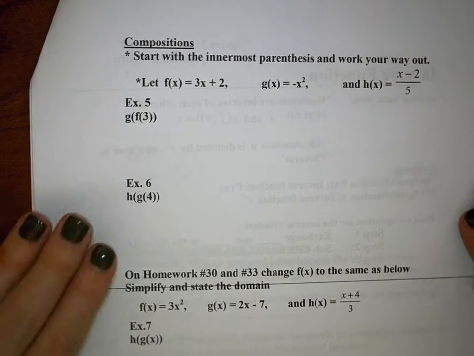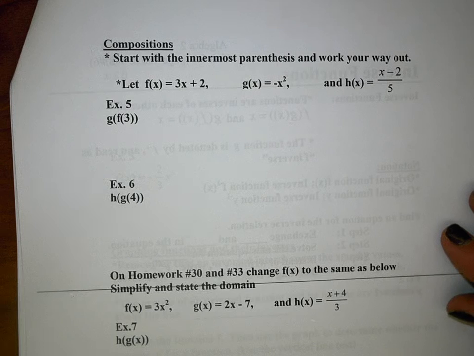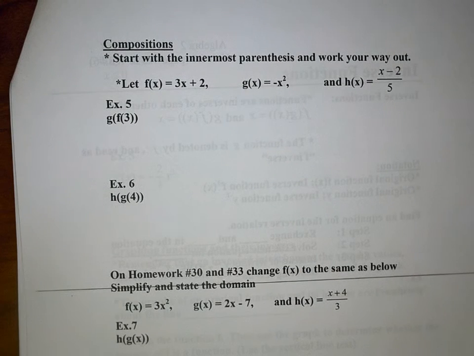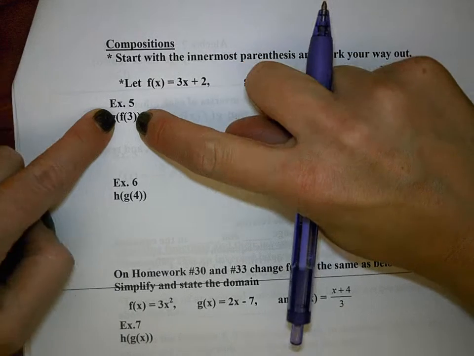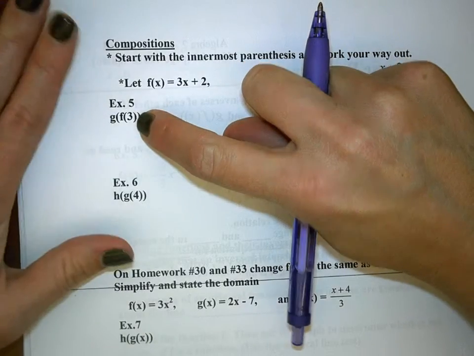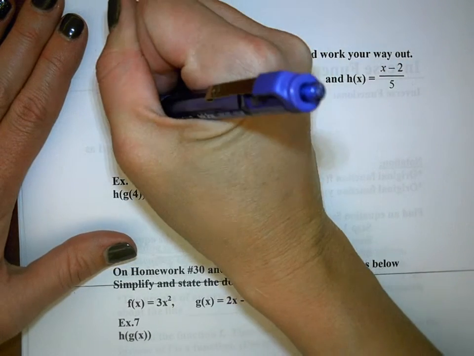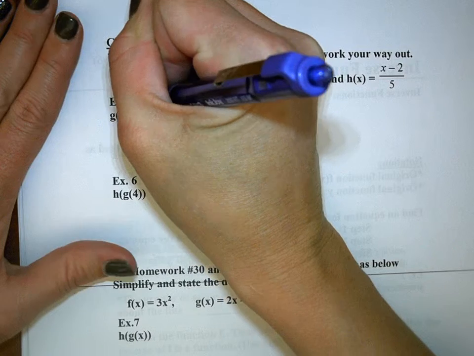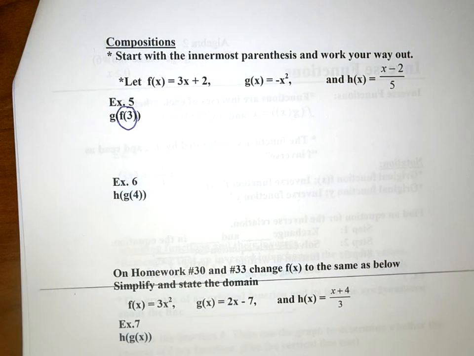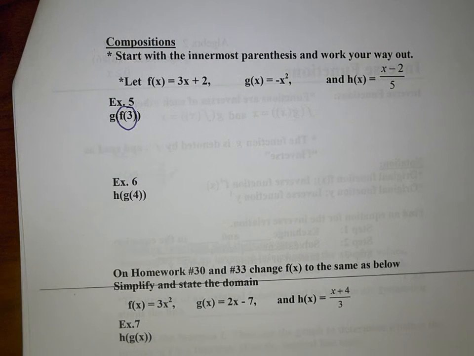So we have some compositions, okay? And what it states here is to start with the innermost parentheses and work your way out. So if you look here at innermost parentheses, we have f of 3. So this is where you start first. You are going to find the answer for f of 3. Whatever is in the inside part, you start there and work your way out.